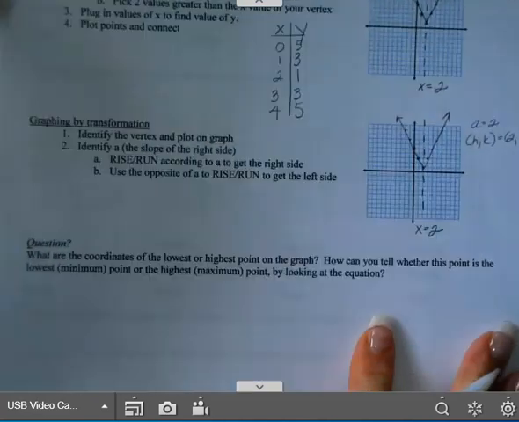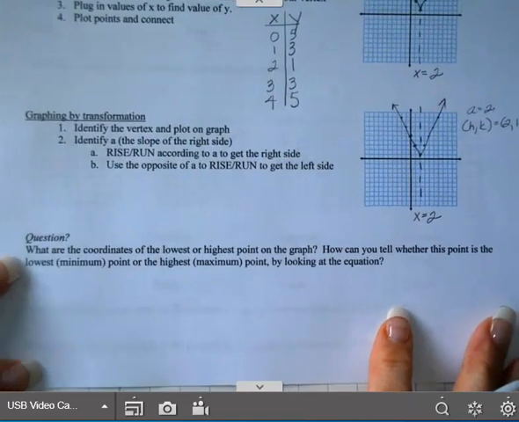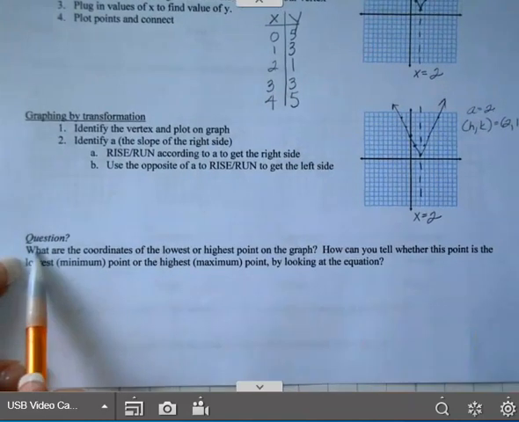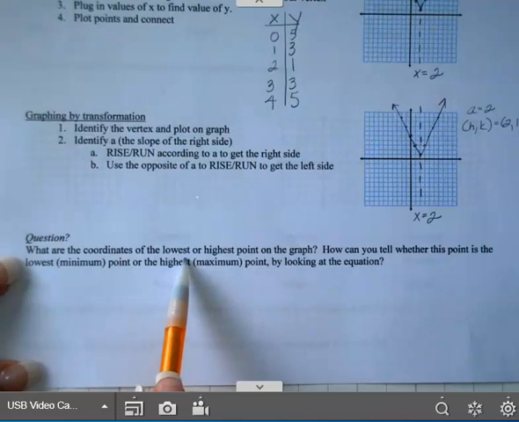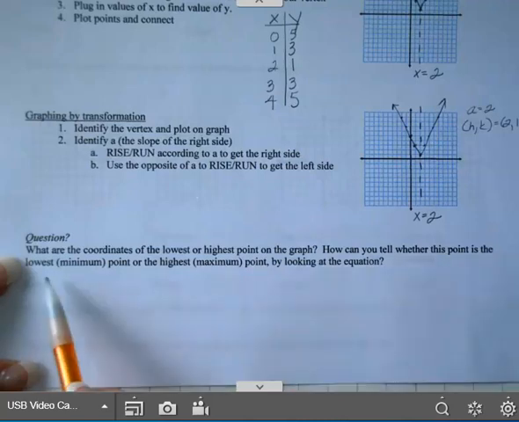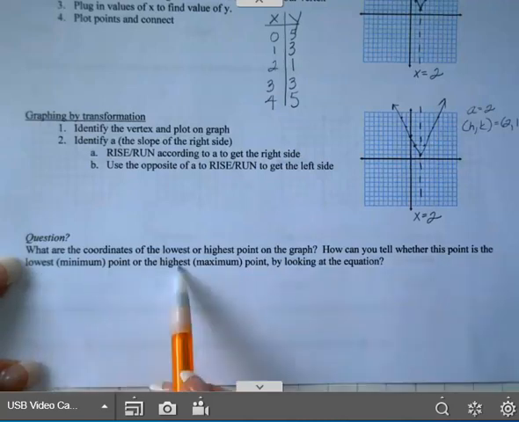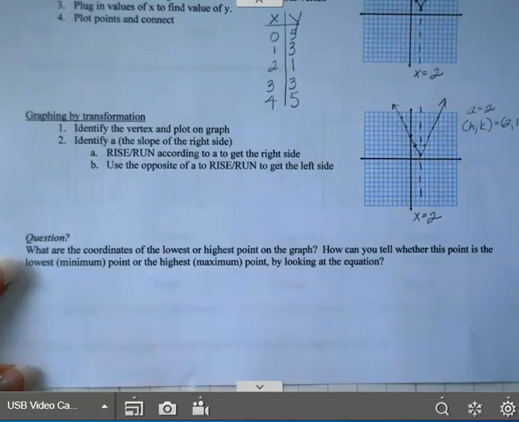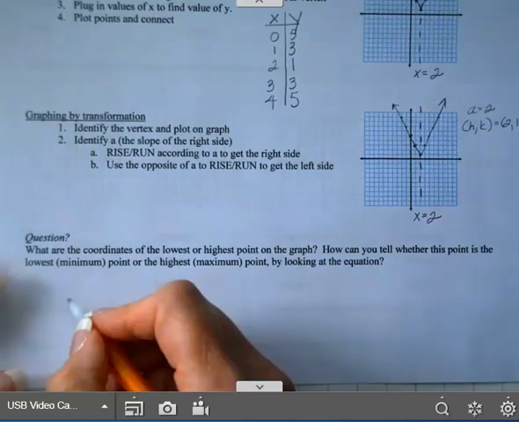Let's look at this question here. What are the coordinates of the lowest or highest point on the graph? Those are going to be your vertex. And how can you tell whether this point is the lowest, a minimum point, or the highest, a maximum point, by looking at the equation?